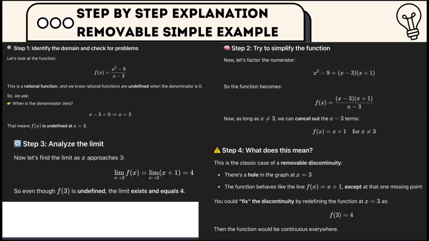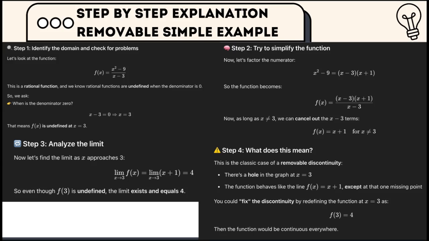And for step 3, we need to analyze the limit. So now let's find the limit as x approaches 3. We need to substitute the 3 for x. It becomes 3 + 3 = 6.